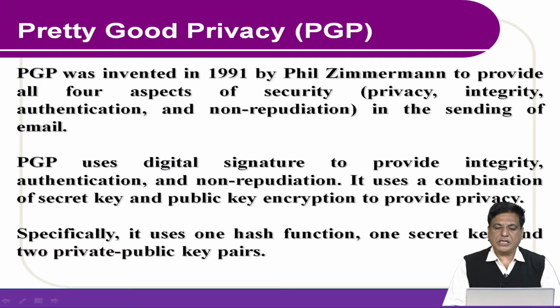PGP was a protocol invented in 1991 by Philip Zimmermann to provide all four aspects of security, that are privacy, integrity, authentication and non-repudiation in the sending of emails. PGP uses the digital signature to provide integrity, authentication and non-repudiation. It uses a combination of secret key and public key encryption to provide privacy. Specifically, it uses one hash function, one secret key and two private-public key pairs.